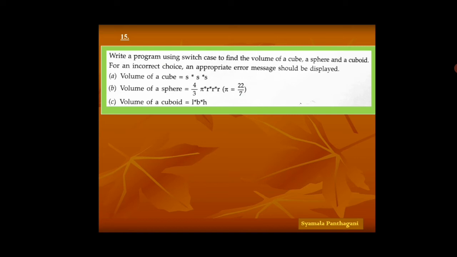Here we have three formulas. That's why we have to write three cases in the switch statement. In the first case, we are going to calculate the volume of a cube using this formula, s into s into s. Here we have three s's.